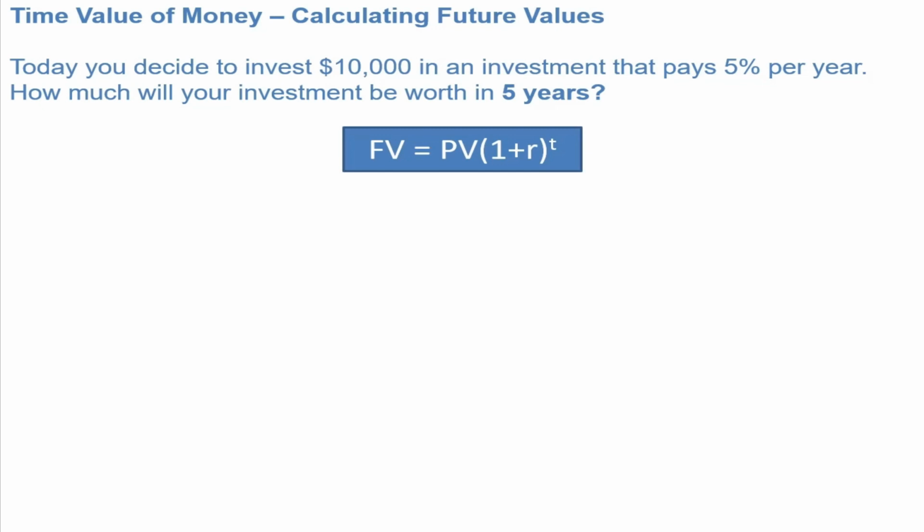So we're determining how much your investment will be worth in 5 years, so t in this case will be 5. If we take the information given to us in the question, we get the future value at time 5, or in other words, the future value in 5 years equals the $10,000 present value amount grown at 5% for a total of 5 years. And if you calculate this out, it comes out to $12,762.82. Note that this is rounded, so don't panic if you got a slightly different answer.